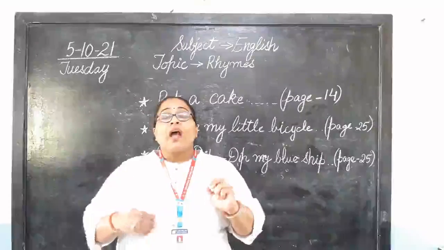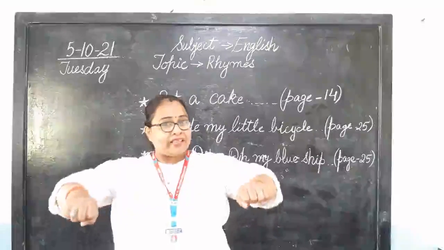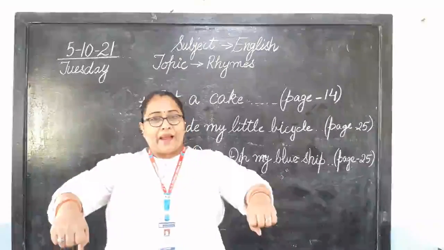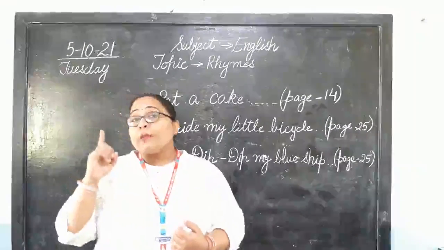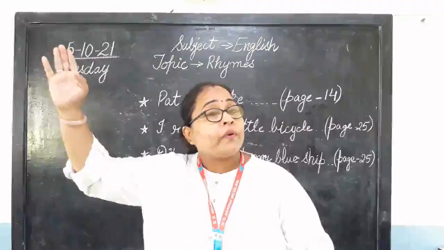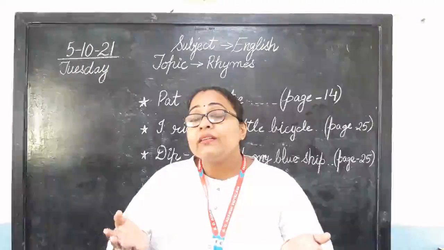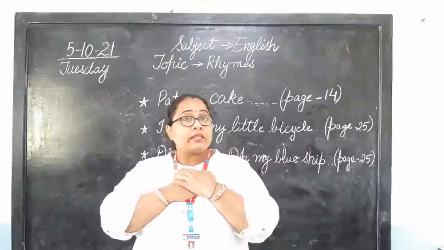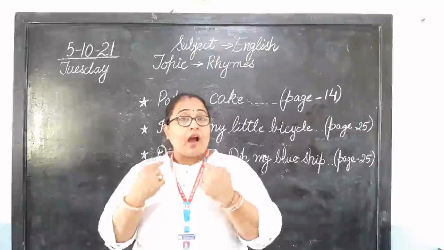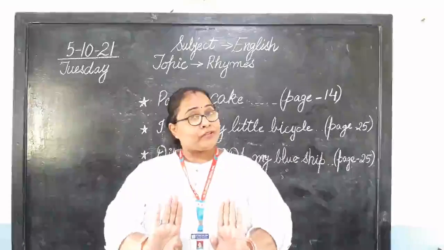Okay, now, I ride my little bicycle. All of you just make a bicycle like this. I ride my little bicycle. I brought it from the shop. Kahan se lekar aate hain hum bicycle? I brought it from the shop. And when I see the red light, I know I have to stop.